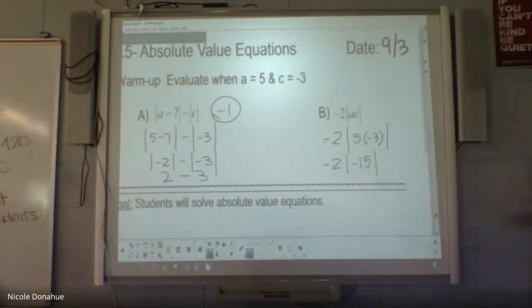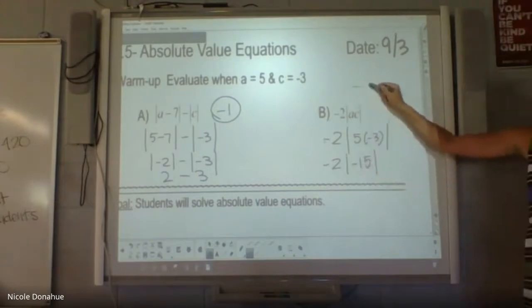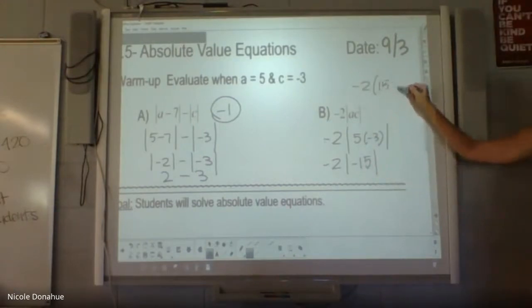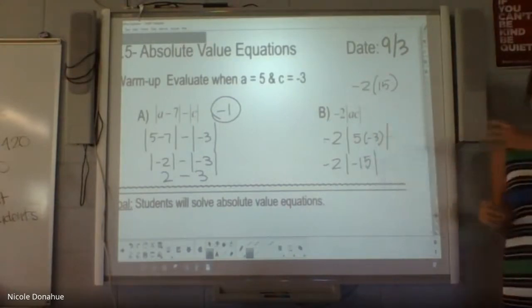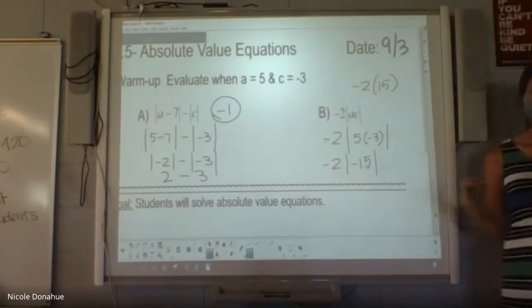I don't believe that. So we do 5 times a negative 3, which is a negative 15, but now we have to take the absolute value of that, which is going to be positive 15. Yeah. But then you still multiply it by a negative 2. Oh. So you're doing the absolute value. You're not, like, distributing into the absolute value.